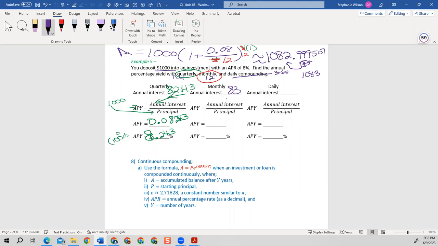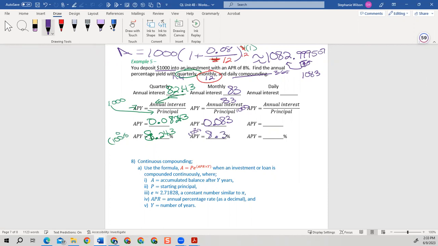We're going to take 83 here and divide it by the 1,000. And we're going to get 0.083, multiply it by 100%. And now we get 8.3%. Let's do the same thing to the next one.